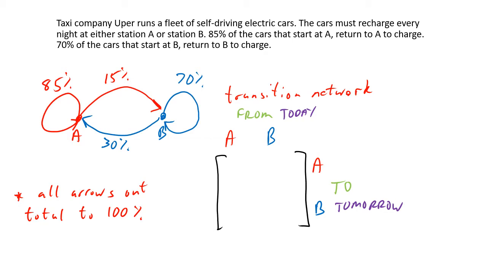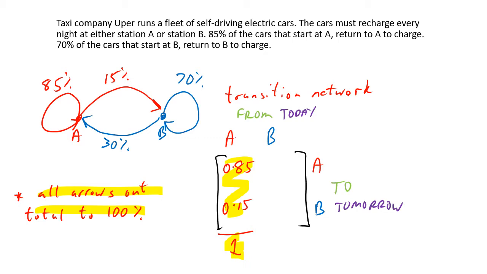All right. Now, we don't do them as percentages. We're going to do these as decimals. So from A to A is 85%, which is 0.85. And then from A to B is 0.15, and that totals to 1. All right, because that's the same rule as we have over here. So we said all arrows out total to 100%. So the columns must add to 1. It's the same rule, just rewritten in different maths.